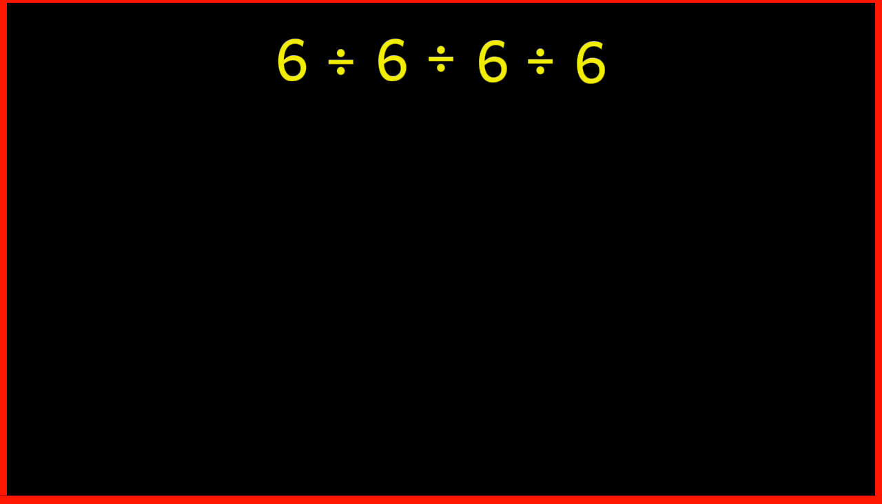When an expression has only division, we must solve from left to right. We do not group numbers randomly, and we do not skip steps. This rule is very important if you want to get the correct answer every time. Now let us go step by step slowly.